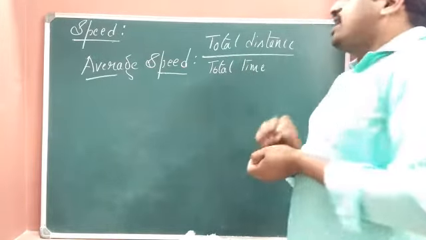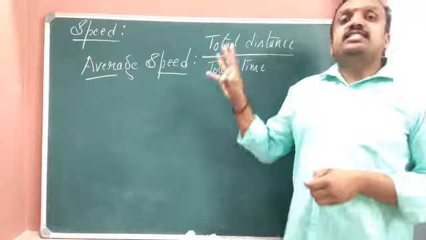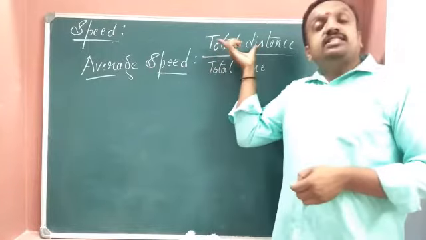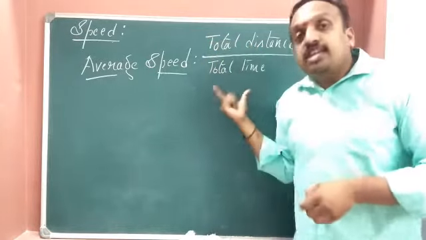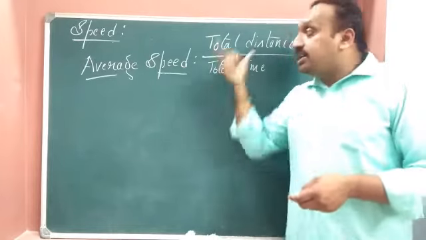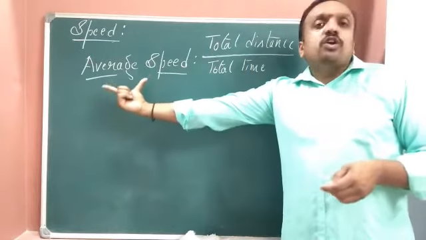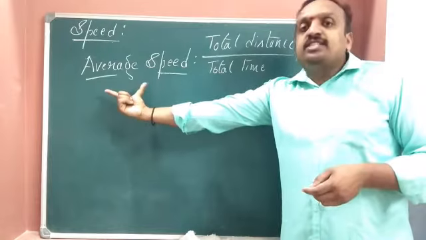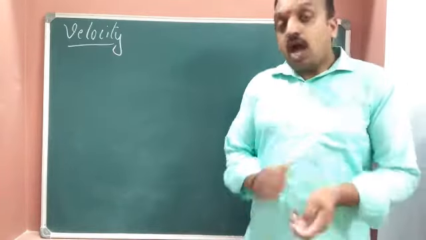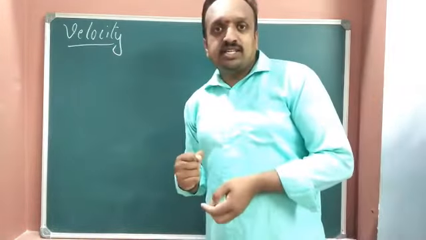That is called the average speed. The total distance traveled by the vehicle in a given total time. That ratio will give you the concept of the average speed. Now, velocity.